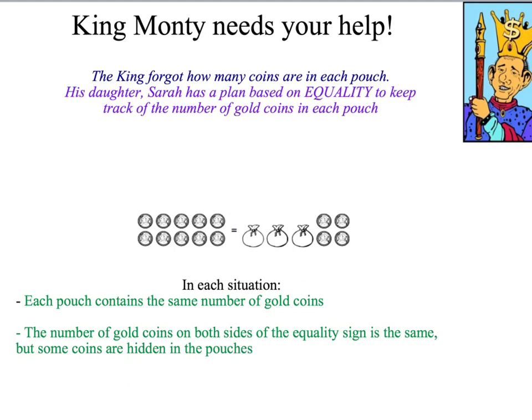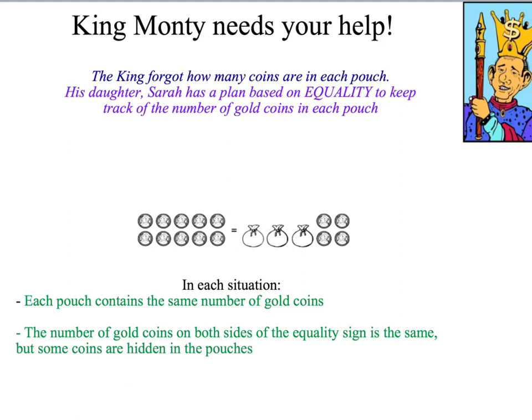So here we see below coins on the left side of the equal sign. We have 10 coins on the left side of the equal sign. And then to the right side, we have 4 coins and 3 pouches. Two things are for certain with this situation. Each of the pouches contains the same number of gold coins. So each of these 3 pouches contains the same number of coins. And the number of gold coins on both sides of the equality sign is the same.